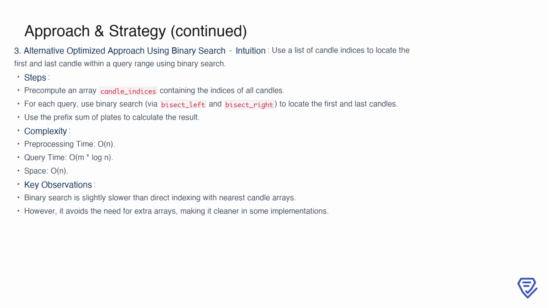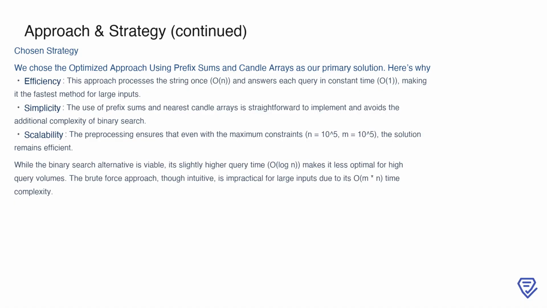After evaluating the different approaches, we selected the optimized approach that uses prefix sums and nearest candle arrays as our primary solution. This method is highly efficient, as it processes the string in O(n) time and answers each query in O(1) time, making it well suited for large inputs with many queries. The simplicity of this approach also makes it easier to implement, as prefix sums and nearest candle arrays provide an intuitive way to calculate results without additional complexity. Furthermore, it scales effectively under maximum constraints, such as when both the string length and the number of queries reach their upper limits of 10 to the power of 5.